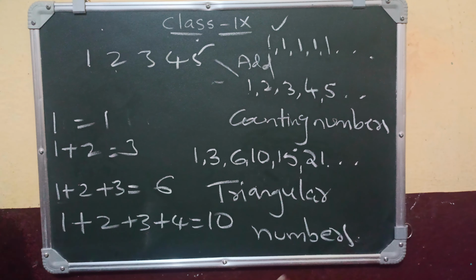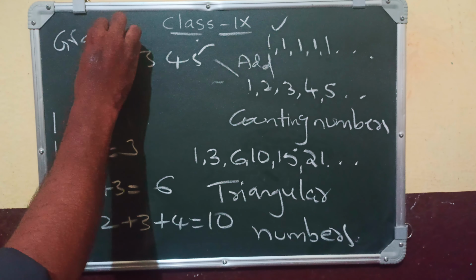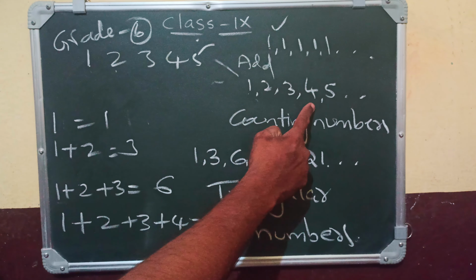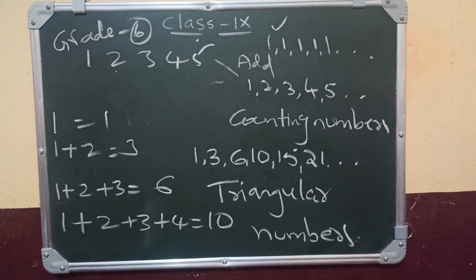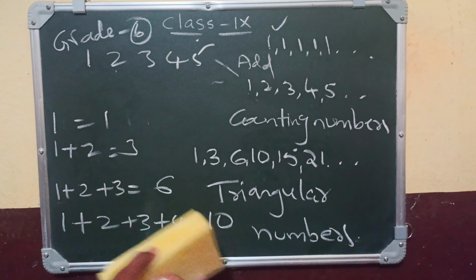These triangular numbers we get in grade 6. So if you add all ones, we will get counting numbers. If you add counting numbers, we get triangular numbers. There are other sequences also. How to add all the numbers, that also I will explain now.